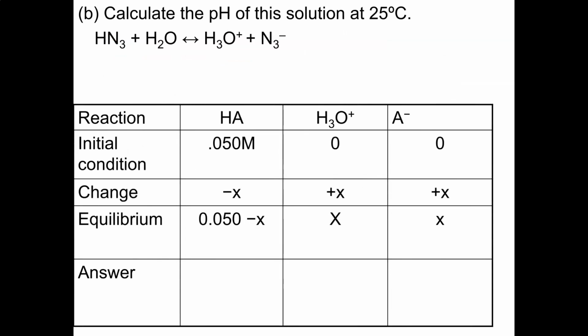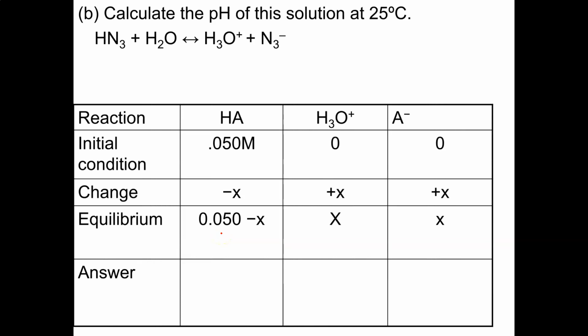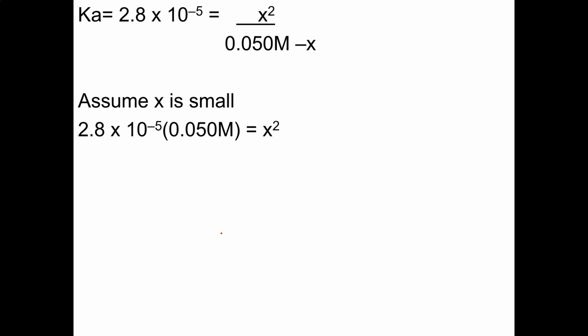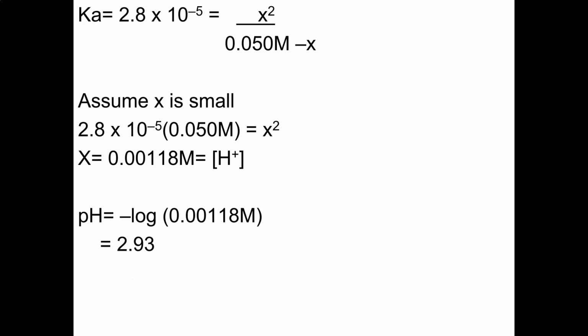Notice I have zeros for the other ones because they didn't give me numbers. So it looks like a type 1 possible. 5 times 10 to the negative 2 versus 1.8 times 10 to the negative 5 looks like a 3 or more part. But let's see if we can do a perfect square first, if that's an option. So we plug in our numbers. It's not a perfect square, so we're going to assume x is small. Solve for x, and you get 0.0018 molar of H plus. That's your H3O concentration. That's your pH, so the answer is 2.93. So a type 1 question with the assumption for equilibrium.